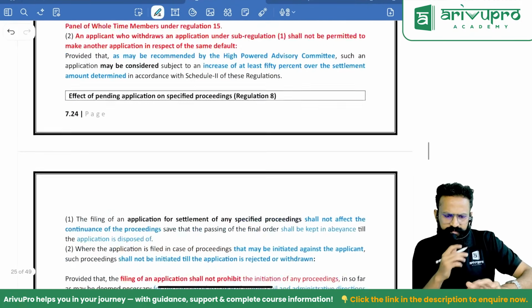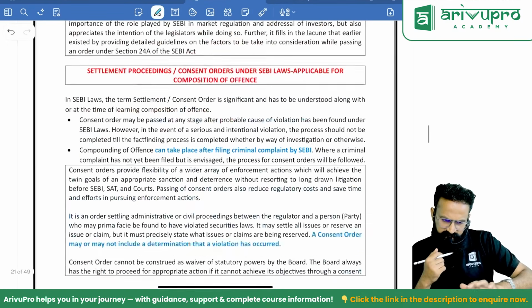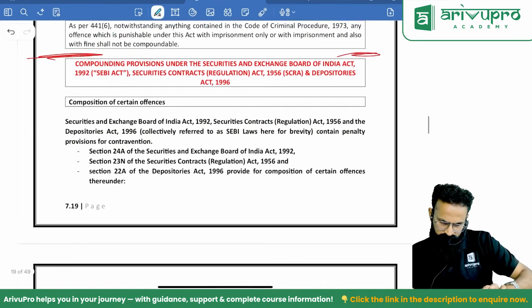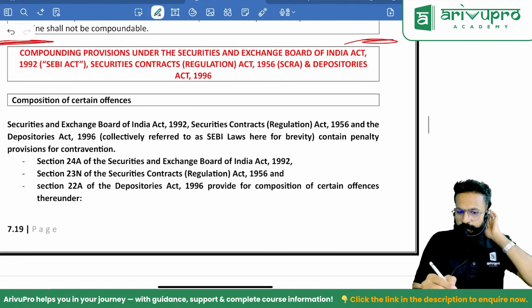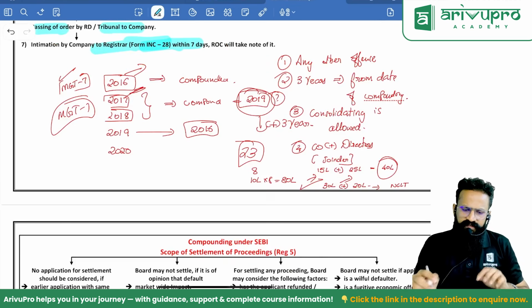To understand SEBI, I have again made a chart so that you can understand the SEBI part. Composition of offences in SEBI. Now in SEBI, what do they say?